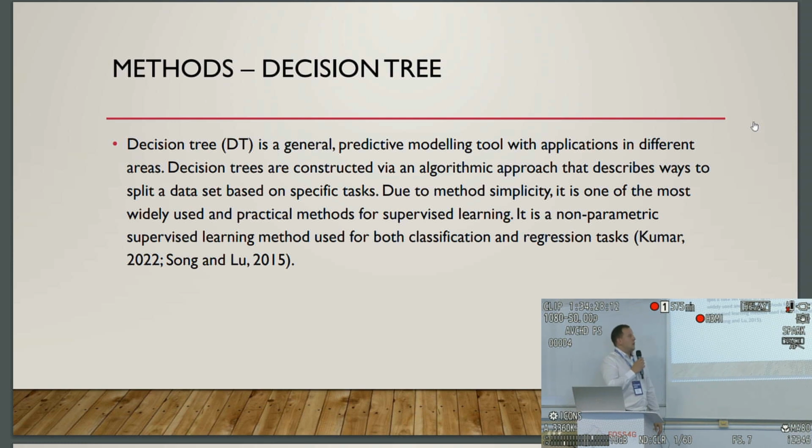Decision tree is a general predictive modeling tool, and it is really simple. Entry level, let's say, it is one of the most widely used practical methods for supervised learning, and it can perform classification and regression tasks.